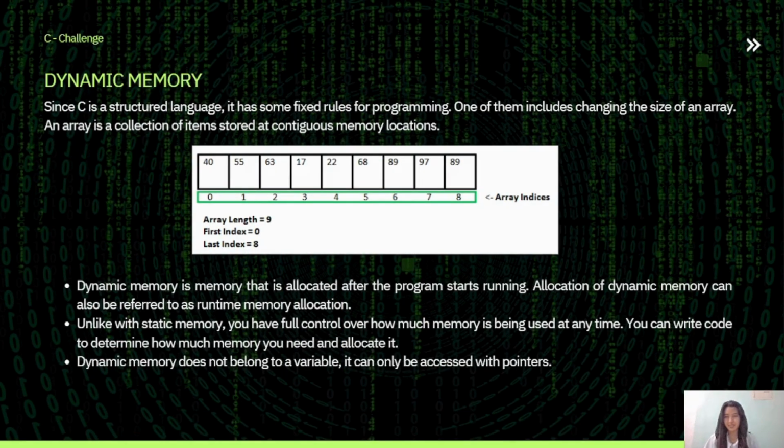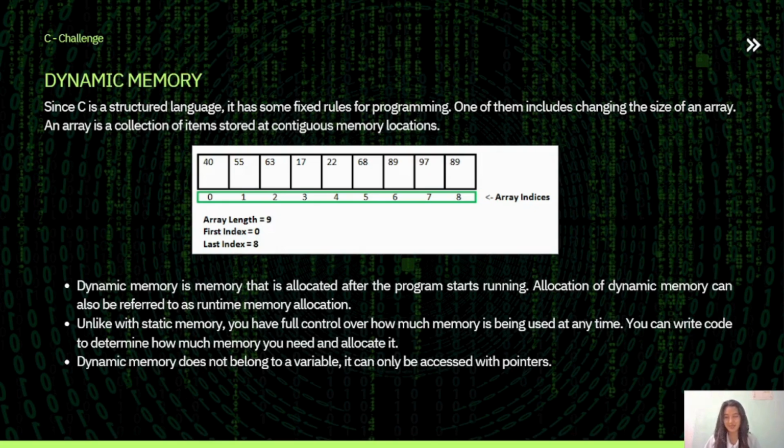Now let's talk about our main topic, dynamic memory. Memory is allocated during runtime, which allows for flexible and efficient use of memory. Since C is a structured language, it has some fixed rules for programming. One of them includes changing the size of an array.